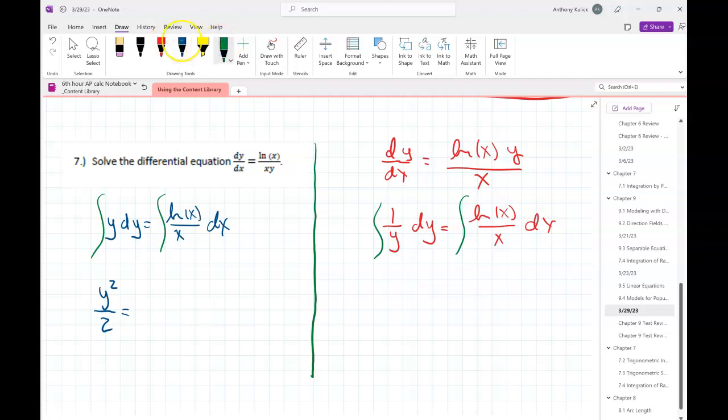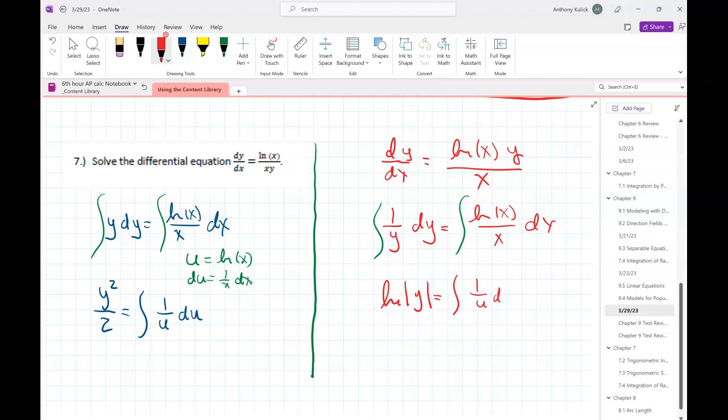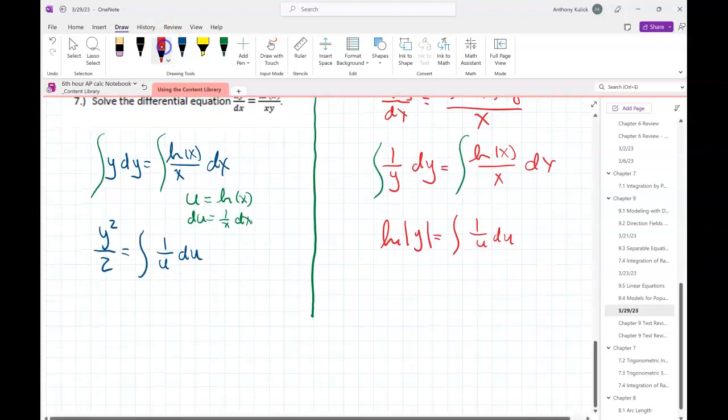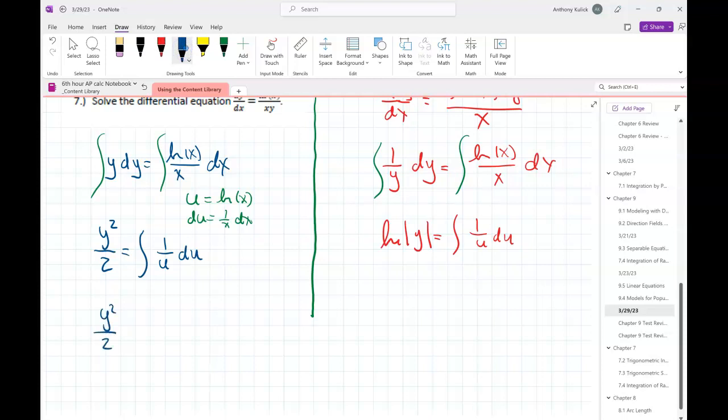And then to integrate the natural log of x over x, we'll just use a u sub. Why did you do 1 over u? Oh, excuse me. Thank you. Good.